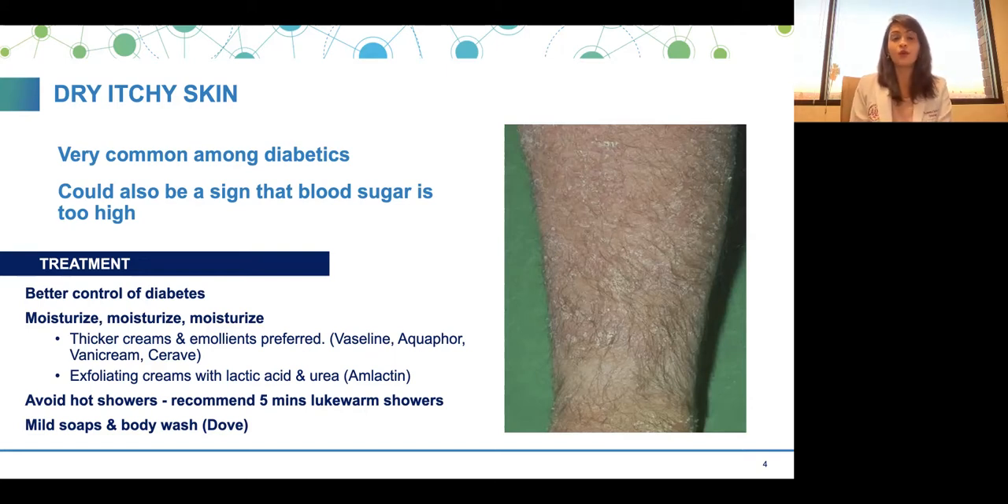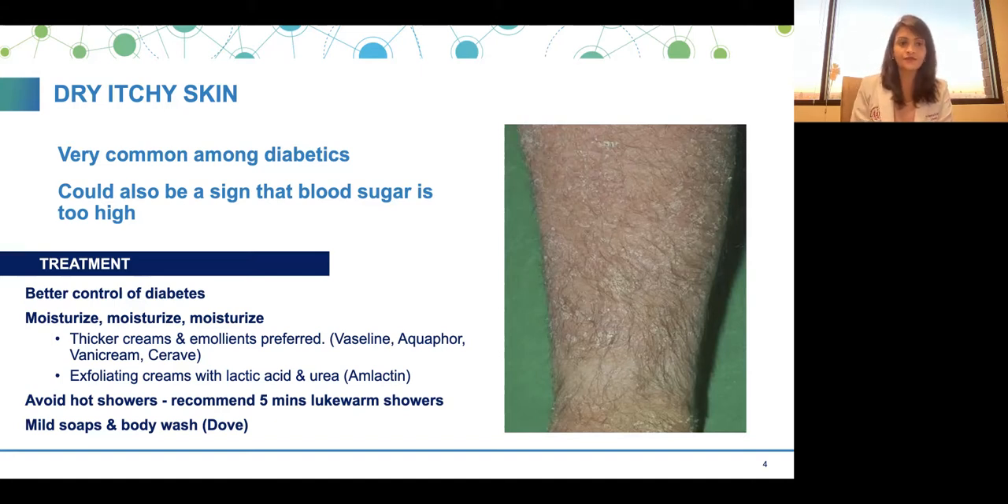Thicker creams or even ointments are preferred over lotion because lotions are water-based, whereas creams and ointments are oil-based, and they provide a better barrier for the skin. We recommend petroleum jellies such as Vaseline or Aquaphor, or even companies such as Vanicream or CeraVe that make really moisturizing creams. Other exfoliating creams with lactic acid or urea in it, such as AmLactin, which is available over the counter, is very helpful because that unclogs and exfoliates the pores and causes increased skin turnover, again, helping with the dryness on the skin.